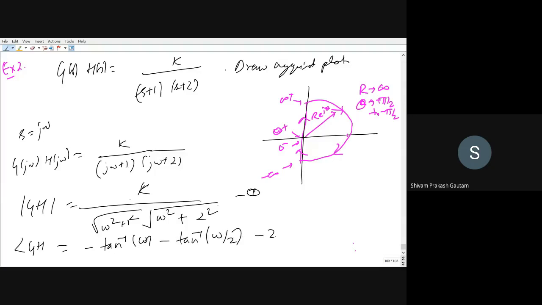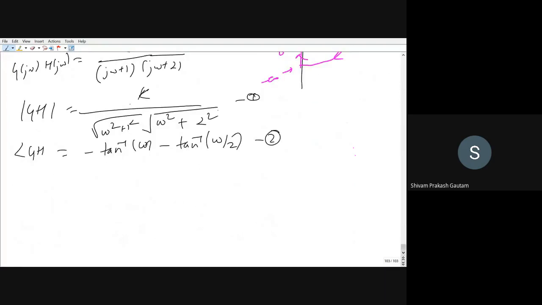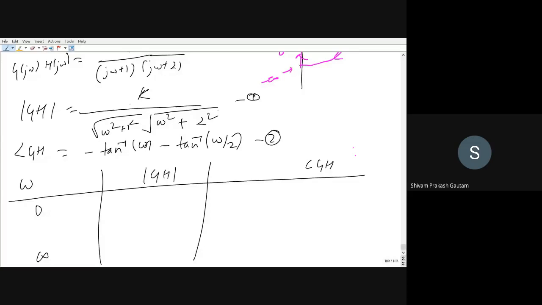Is there any doubt till this point? No, sir. Okay. Now the next step is to draw the table, that is omega, magnitude and phase. And for magnitude, for 0 to infinity, if you put omega equal to 0, what magnitude will you get? See in equation number 1, put omega equal to 0. At omega equal to 0, what will you get? K by 2.